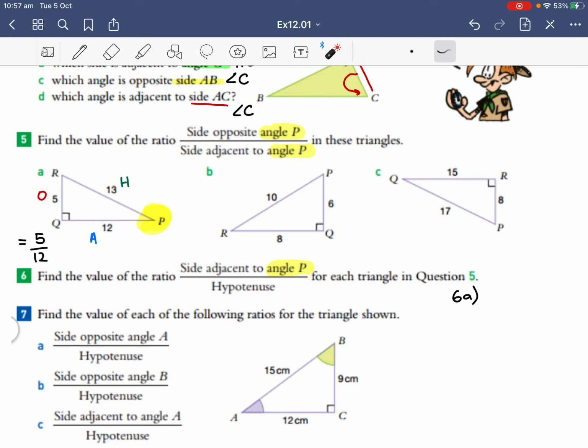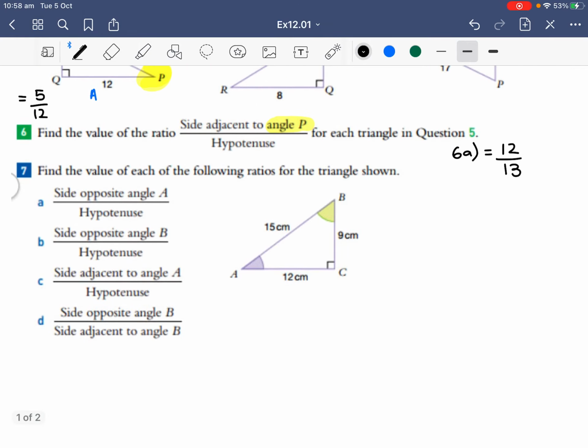So the side adjacent to angle P was this side here that is worth 12. So that will equal 12 over our hypotenuse, which is the side length 13. So we write our ratio as 12 over 13 for 6A.